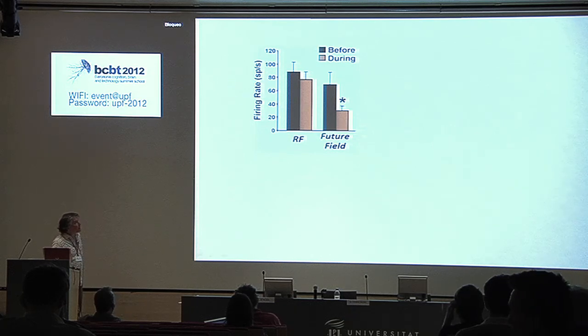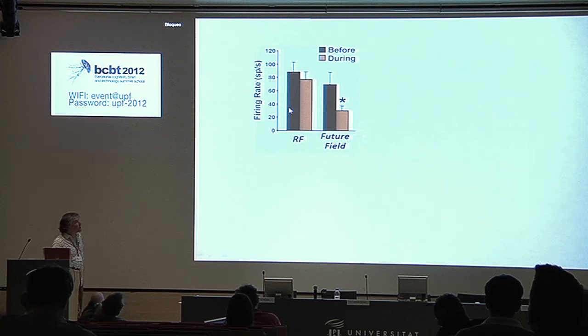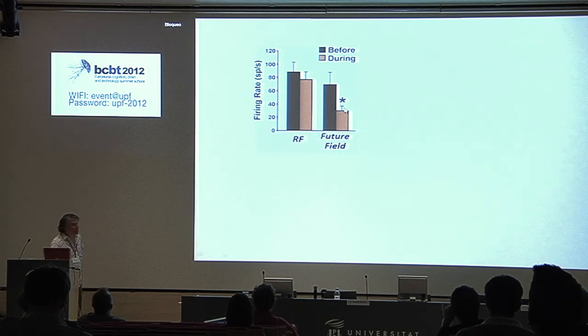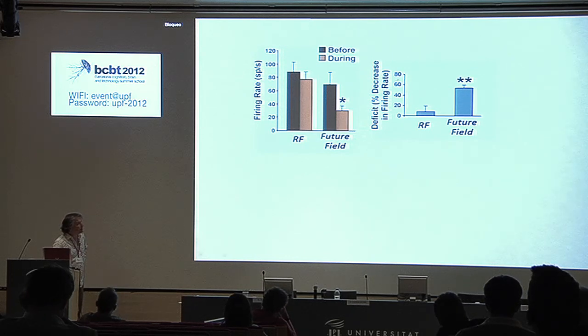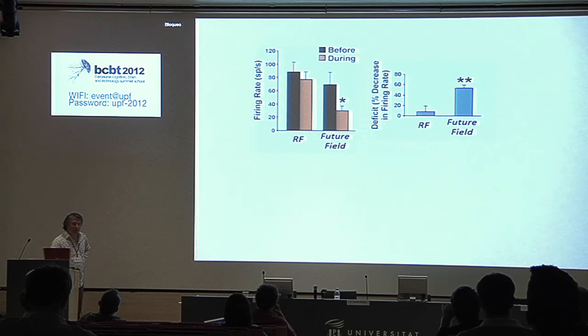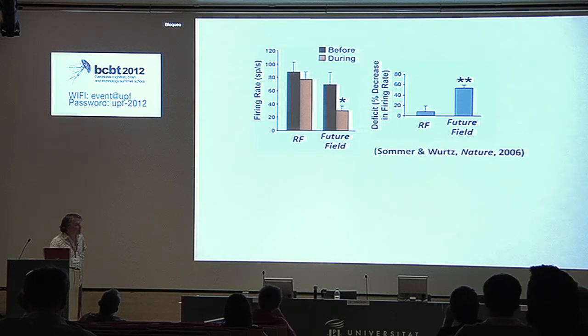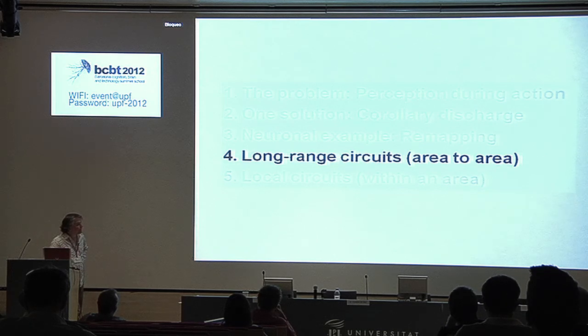This shows the raw data just in terms of average firing rates over all these neurons. Receptive field activity did not go down significantly. Future field activity went down by about half on average. And if you normalize across neurons and consider their individual firing rates just to find the deficit itself, you see that the deficit on average was about 50%, and highly significant. There was no significant deficit in the receptive field. So very selective for the shift, not for the receptive field itself. And we published this in 2006.